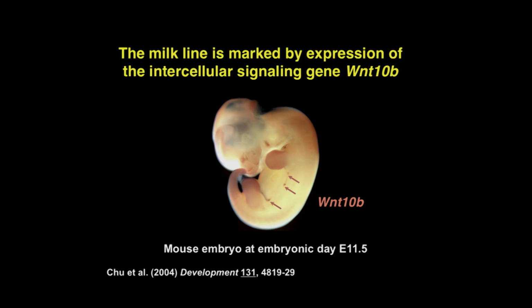And we can visualize this nicely by looking at one of the Wnt ligands called Wnt10b. And here we're using a technique called in situ hybridization to look at where the Wnt10b mRNA is being made. And this appears as a reddish-brown stain. So we can see this stains all along the milk line and is elevated in the developing mammary buds.